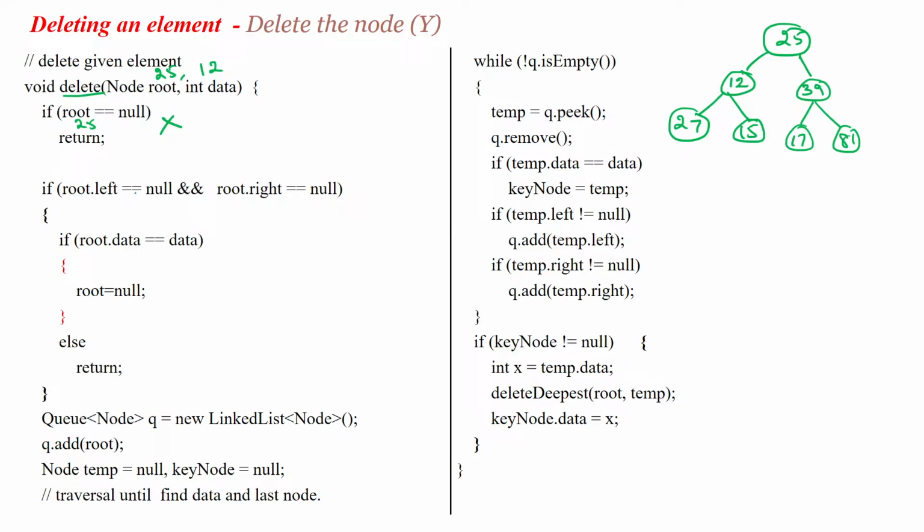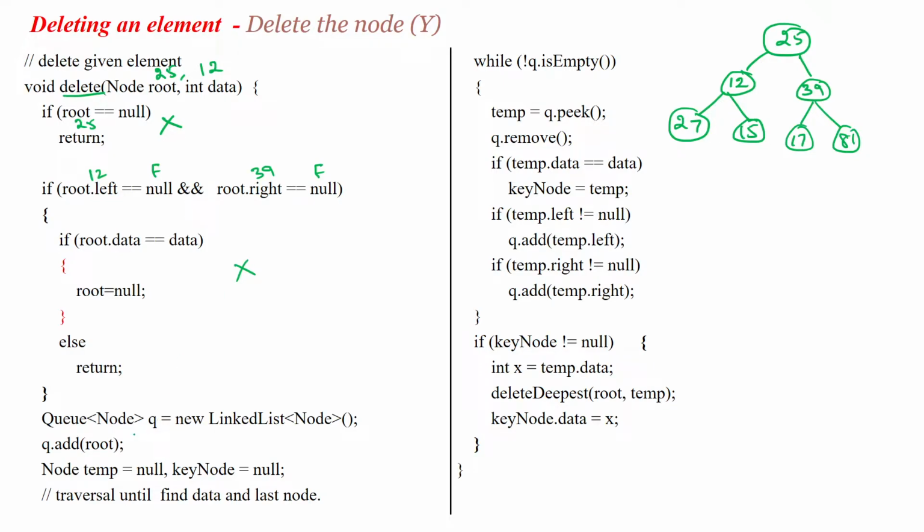Then root dot left equal to null or not null. Root dot left is 12, so this condition is false. And root dot right is also 39, so this is also false. So false and false, so this condition also will not execute now.